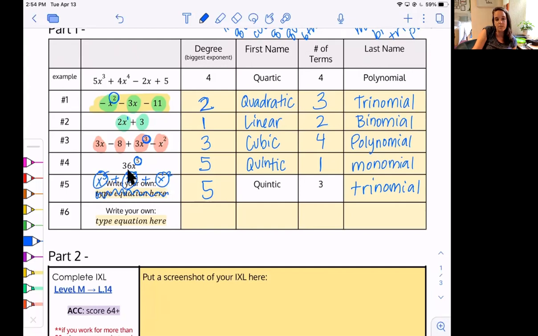So you're gonna make your own. And then for number 6, you have total power to make whatever you want, and then you're gonna label it. So it could be really long, it can be really short, but you're gonna classify and name what kind it is. First names and last names.